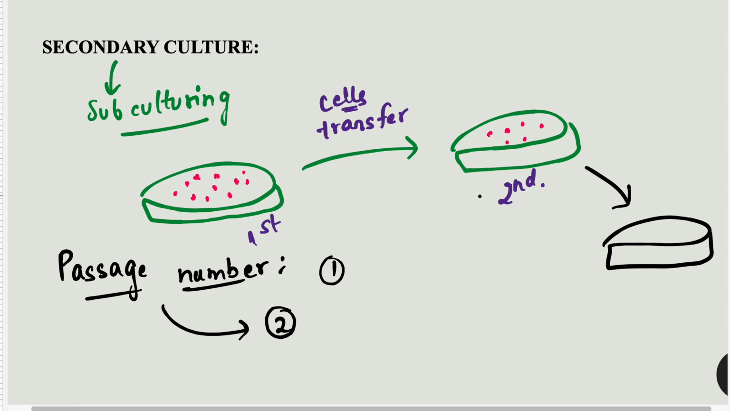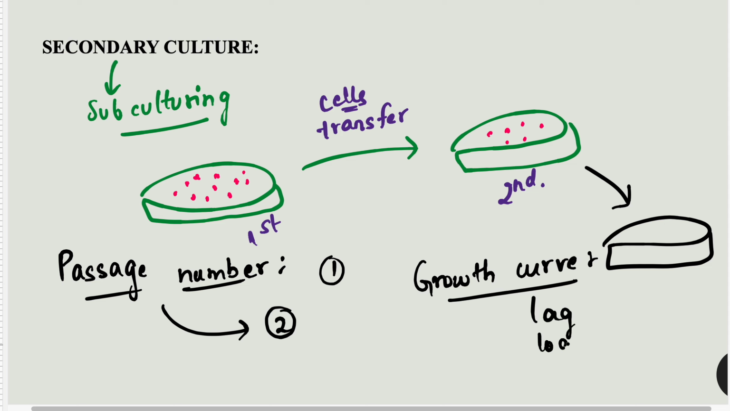And here a growth curve plays an important role in subculturing. The growth curve contains lag phase, log phase and a plateau phase. In this, log phase is the active phase where the cells are in an active state. At this stage the subculturing is to be done. When the cells reach log phase, the cells are subcultured.